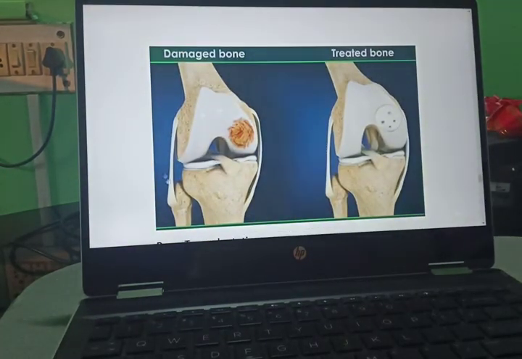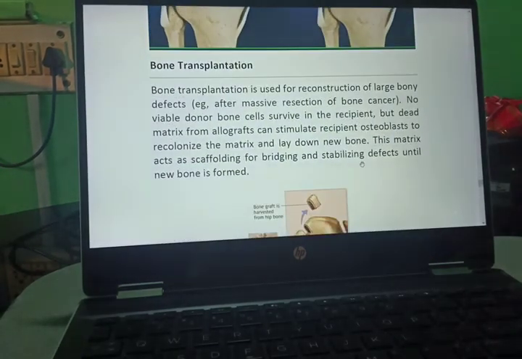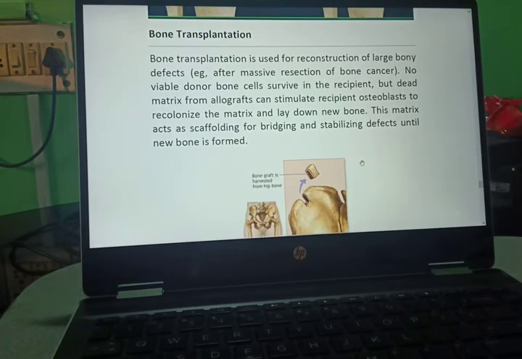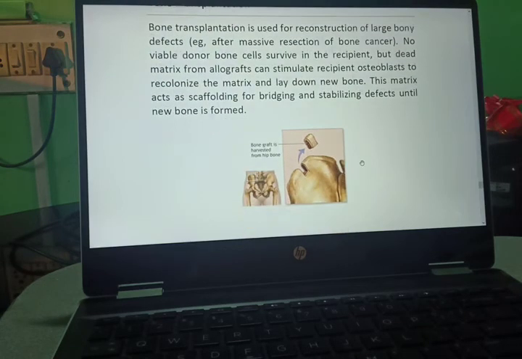Now you can see this is the damaged bone and this is treated bone. You can see in what manner it is treated. Now, bone transplantation. Bone transplantation is used for reconstruction of large bony defects. No viable donor bone cells survive in the recipient, but dead matrix from allograft can stimulate recipient osteoblasts to recolonize the matrix and lay down the new bone. This matrix acts as a scaffolding for bridging and stabilizing defect until new bone is formed.